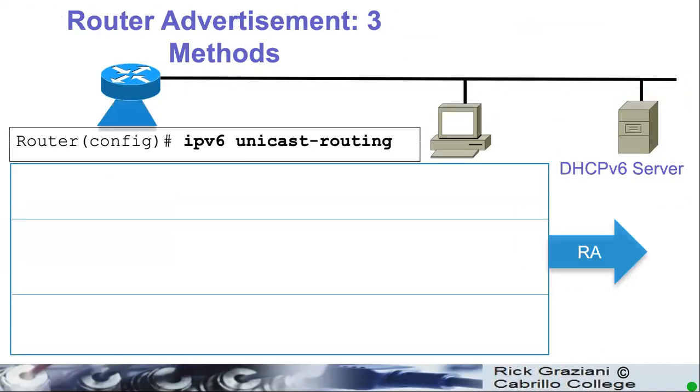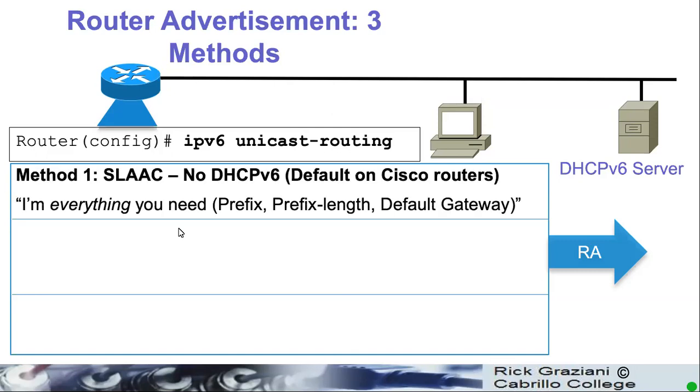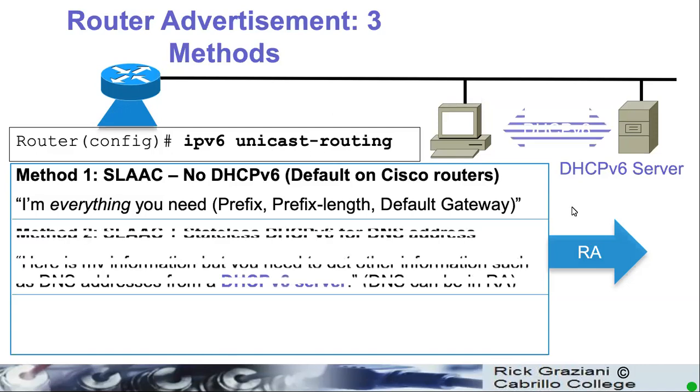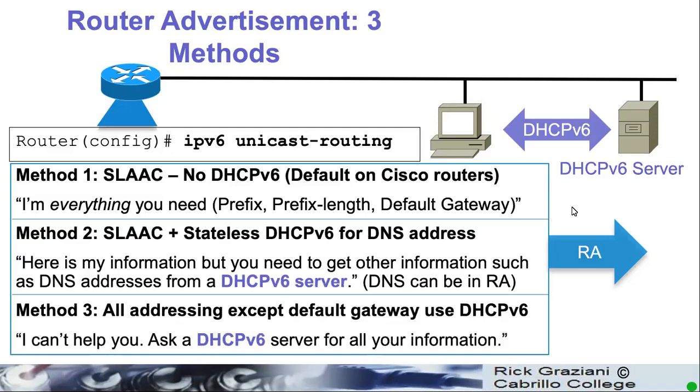But as you can see, in some cases, like we saw with SLAAC, a DHCP server may not even be needed. The ipv6 unicast-routing command is what makes a router an IPv6 router, and that means it will send out router advertisement messages. I'll remind you that there are three methods. Previously we saw SLAAC in the previous chapter, stateless address autoconfiguration, where there is no DHCP server involved.